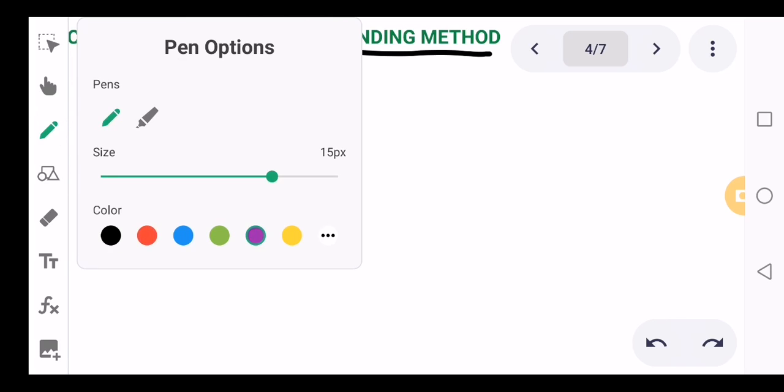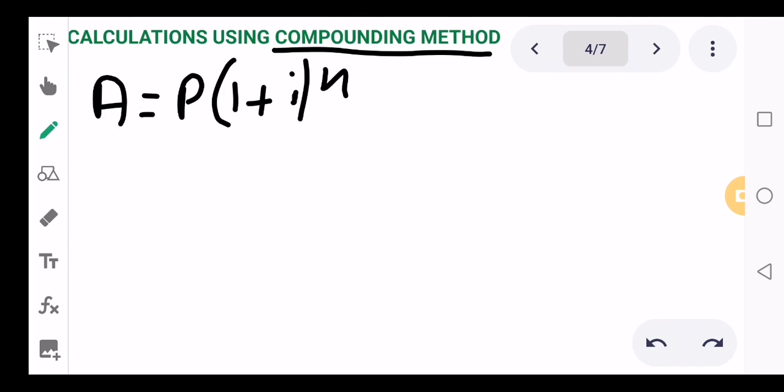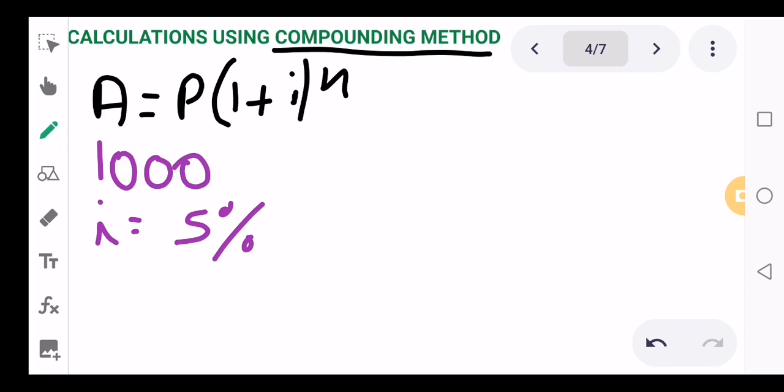Now let me take an example. Let's say there's a person A. He invests 1,000 rupees in a bank, which offers him 5% interest compounded annually. Now let's compound this and find out how much we are going to get as returns.